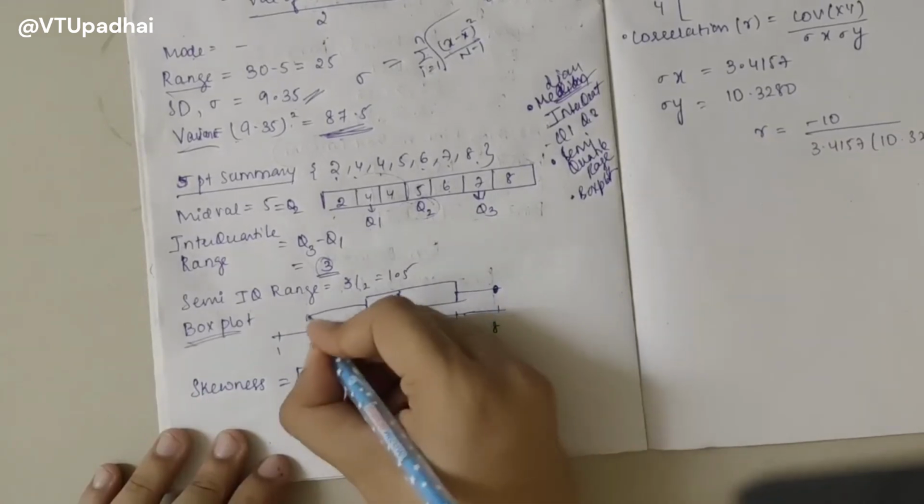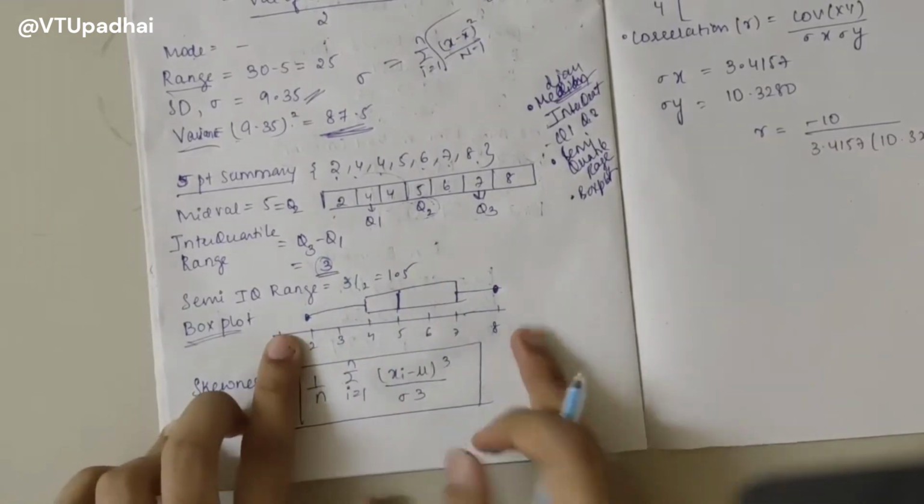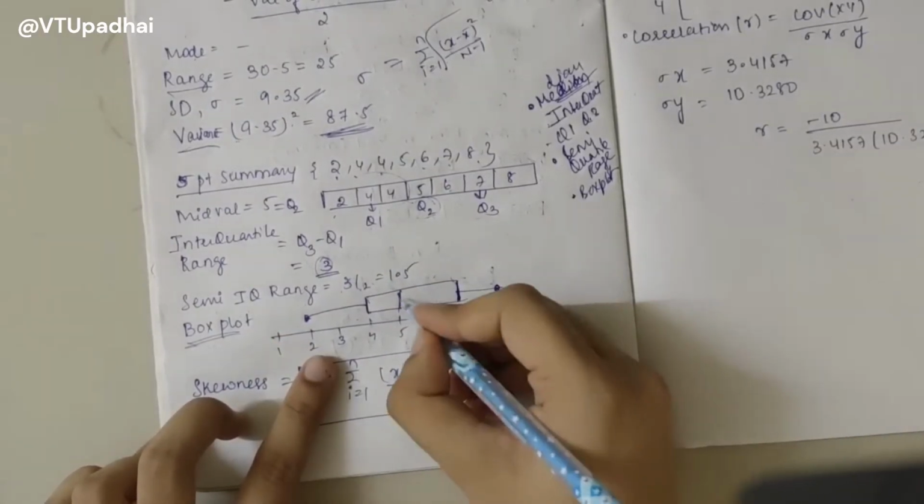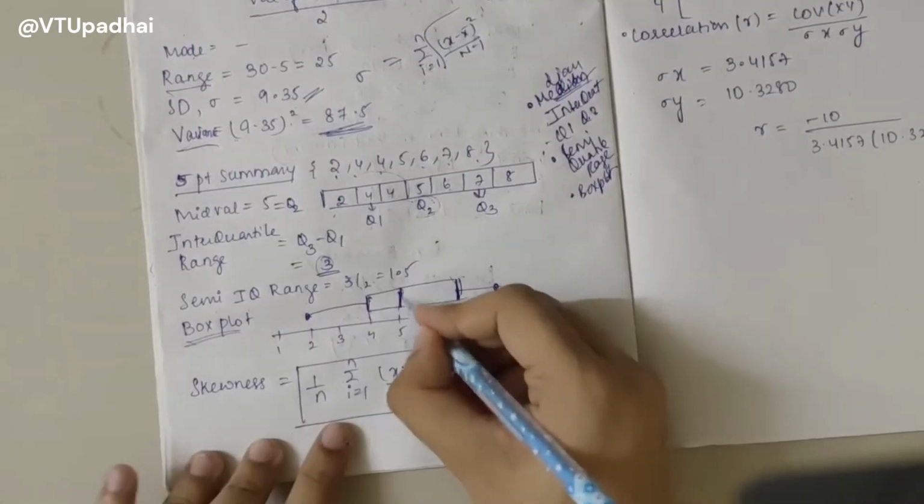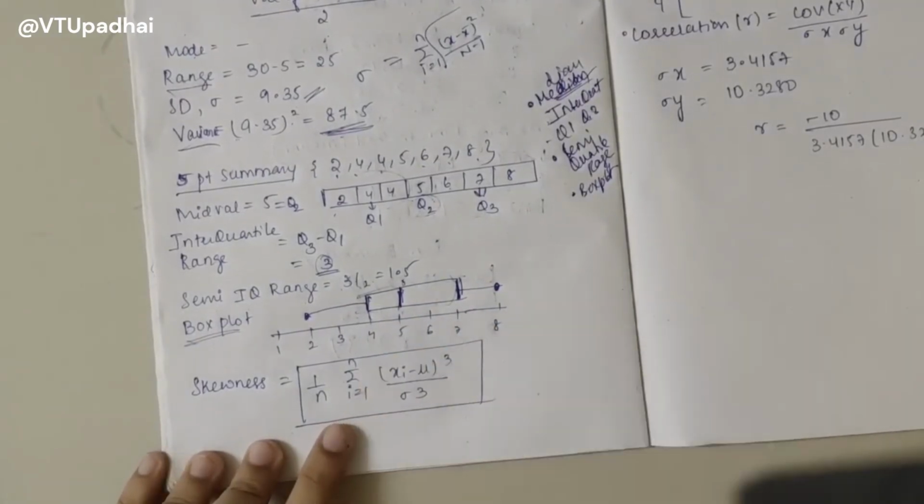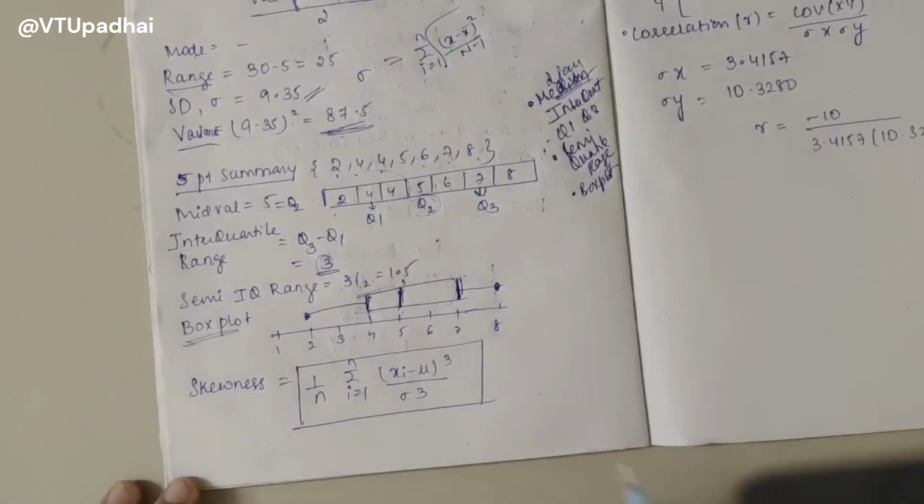Now I need to represent it using the box plot. So from 2 to 8 I have the data. So put dots there. And at 4 Q1 starts, and at 7 Q3 ends. So put lines here, and then at 5 there is Q2. So put a box from 4, 5 and 7. So this was about box plot.